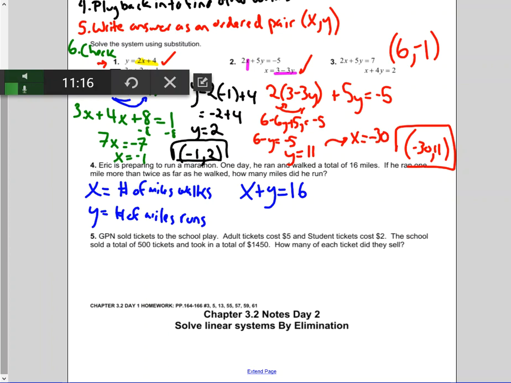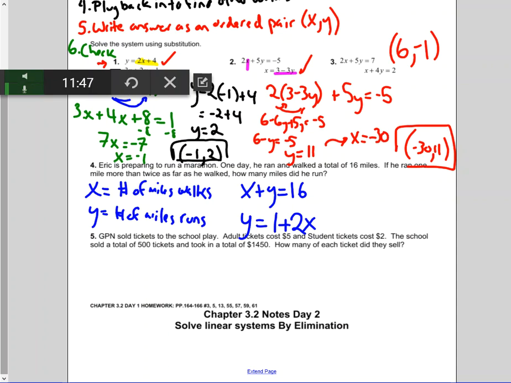If he ran 1 mile more than twice as far as he walked, okay. So he ran 1 mile more than twice as far as he walked. Oops, just kidding. y is how much he ran. 1 mile more, so 1 plus, then twice as much as he walked, then 2 times the amount that he walked. There we go. How many miles did he run? Okay, so our second equation should be y is equal to 1 plus 2x, or 2x plus 1.